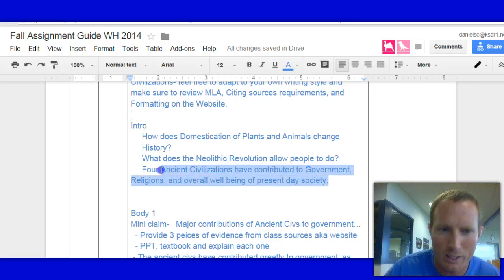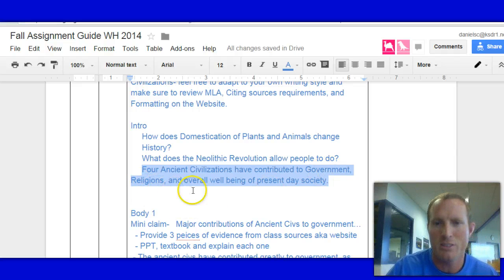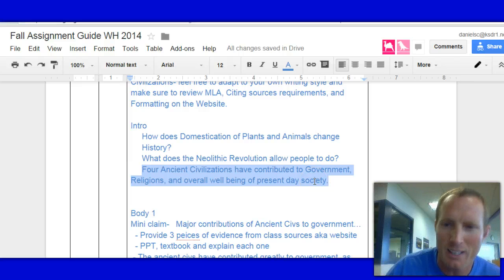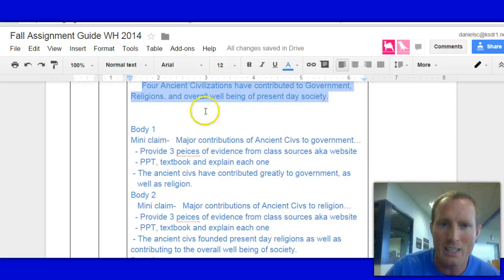This sentence right here is our claim. It should be the last sentence in our introduction. It should also give us a roadmap. Where are we going next? We're going to talk about government, we're going to talk about religions, and we're going to talk about present-day society. So then, as you continue on, you're rolling right into the body.